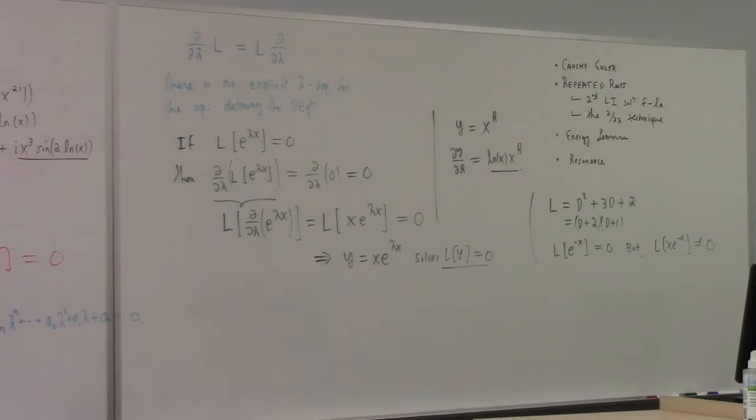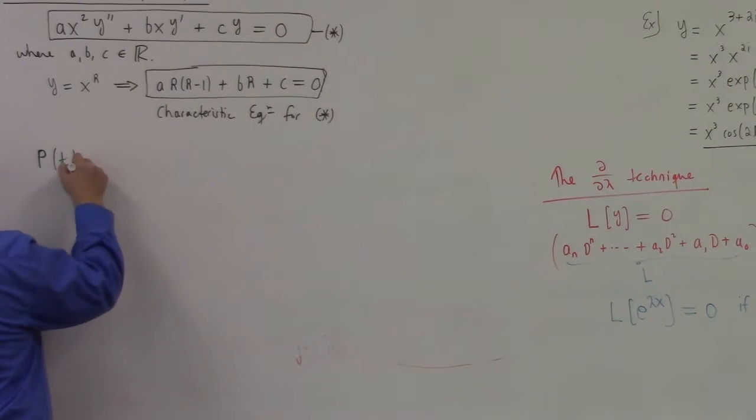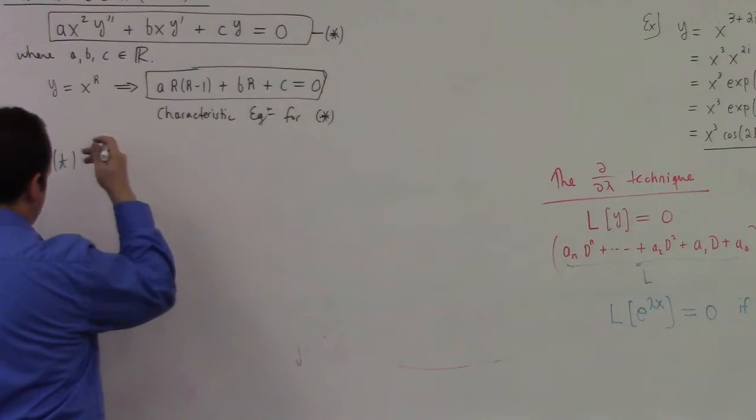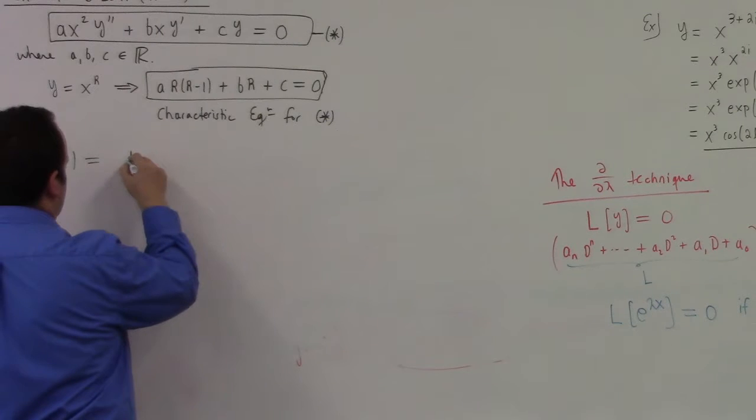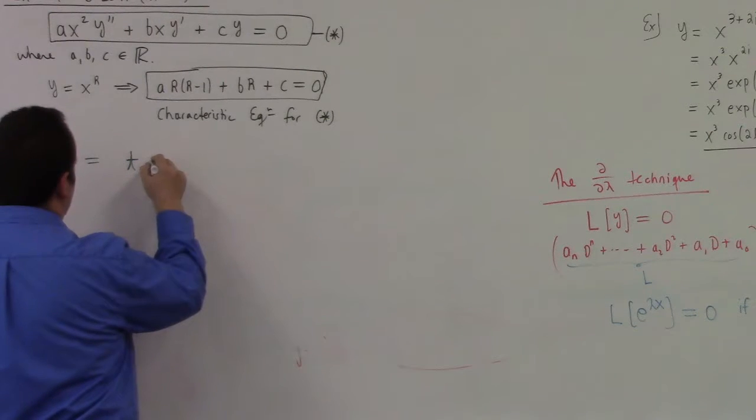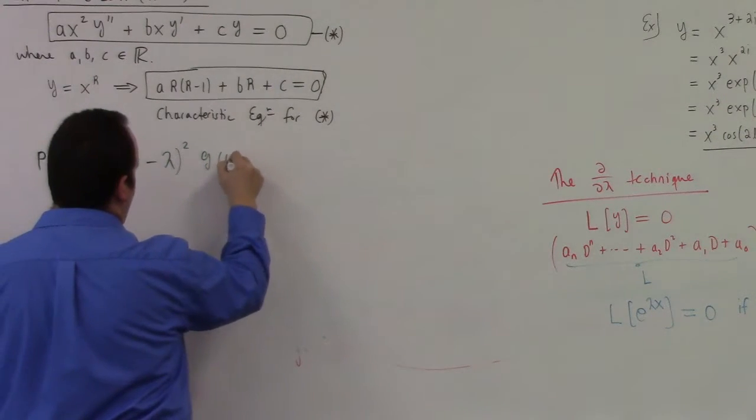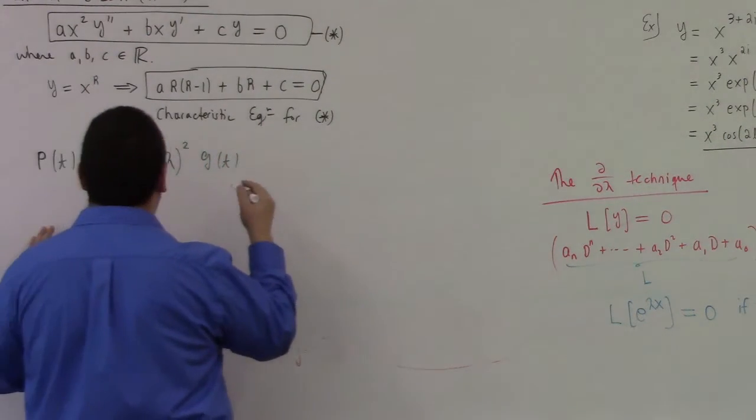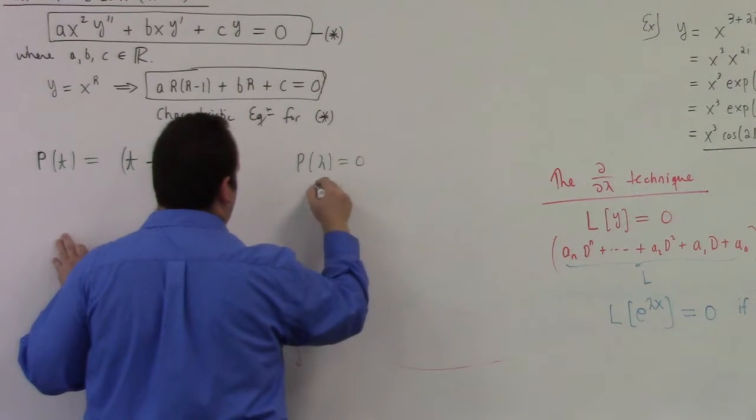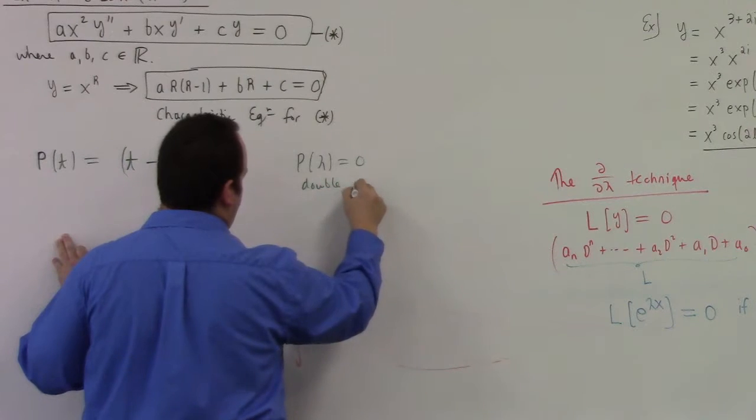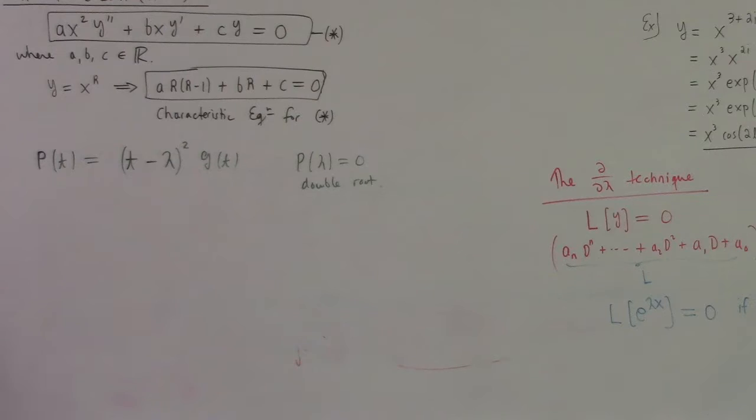I probably need to introduce another letter. It's something like, suppose P of t is like (t minus lambda) squared times g of t. All right, so here I just mean this makes p of lambda equal to 0, a double root, right? Suppose you have a polynomial like that, right?